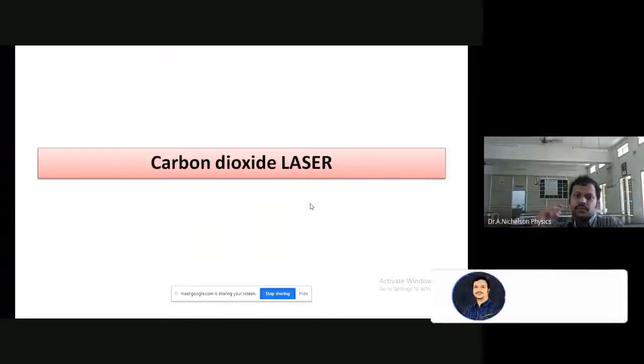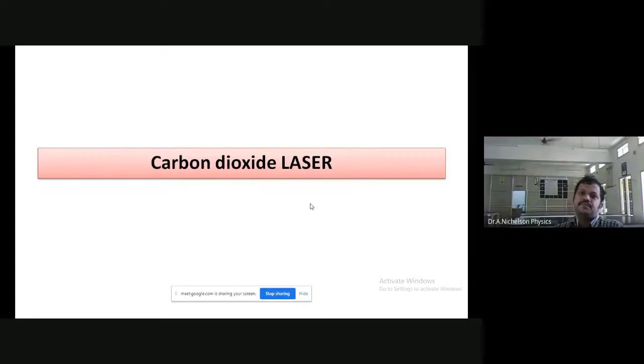Today we are going to study the carbon dioxide laser. It is one of the gas lasers. In your school days, you might have studied the helium neon laser. I don't know whether it is available in your syllabus or not. So the helium neon laser is one of the gas lasers.